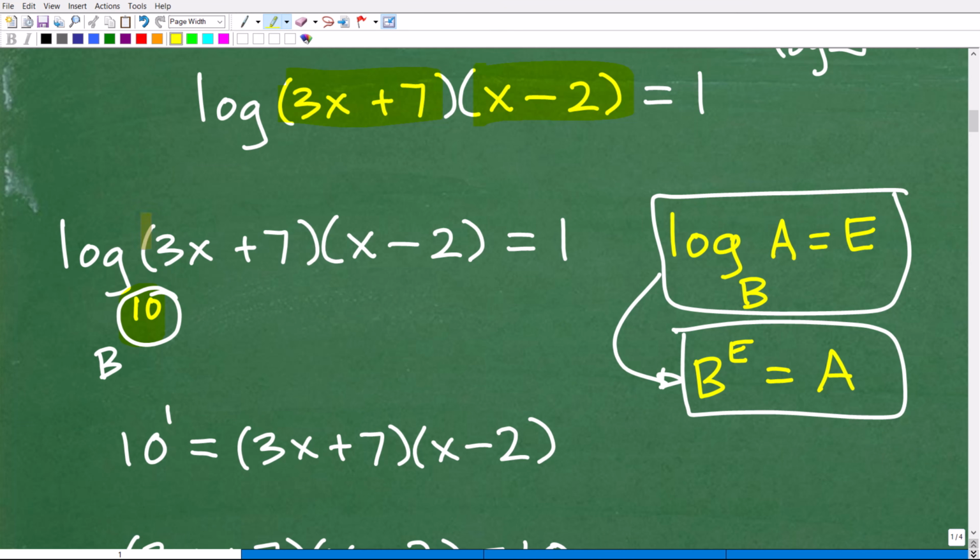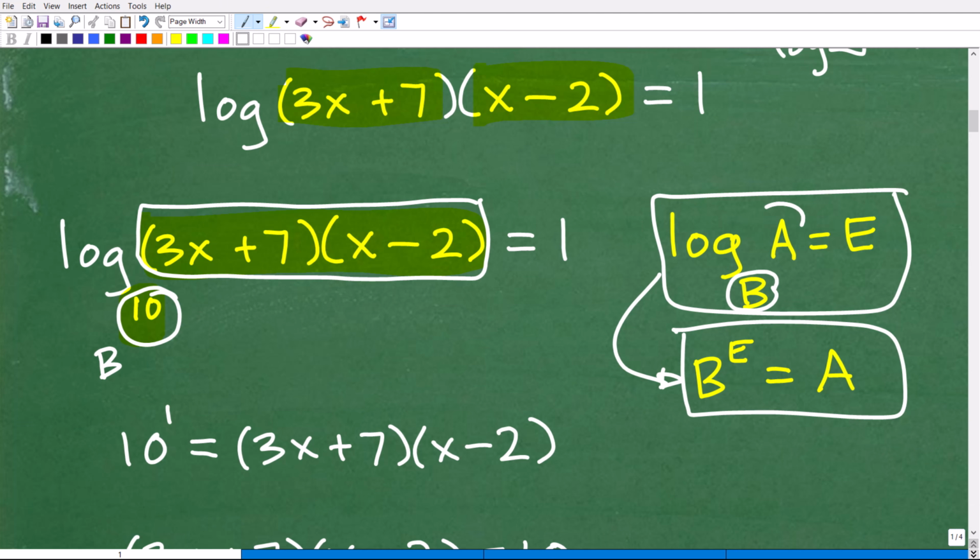And then what is this? This part, this thing in front of the log, all of this stuff, since that's the b, this is the a. And that's going to be equal to the e right here. That is the exponent. So the base to the exponent is equal to the answer. Let's go ahead and write that now. The base is base 10. The exponent is 1. So 10 to the first is equal to the answer, which is this.